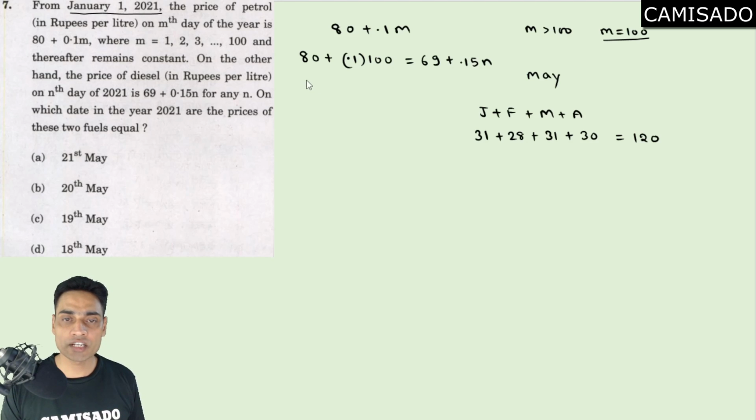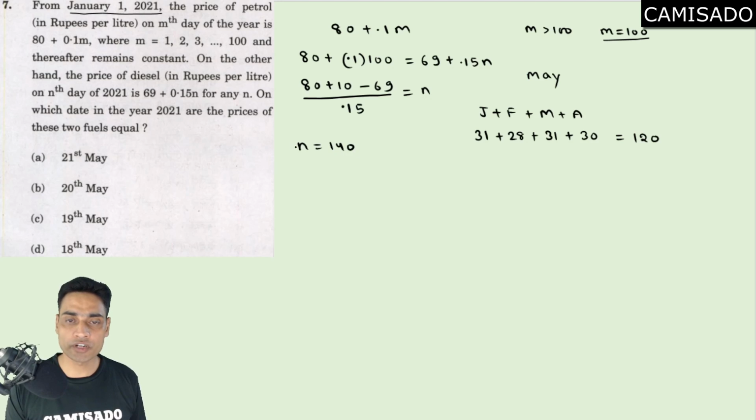So the value of n comes out to be 80 plus 10 minus 69 upon 0.15. This is your value of n, and when you calculate it, you will get the value of n as 140. Some calculations I have already done, that's why I am not taking too much time calculating things. My focus is basically to explain the concept behind the question, not going for the calculation part. This you all can do, but I am just doing it for you.